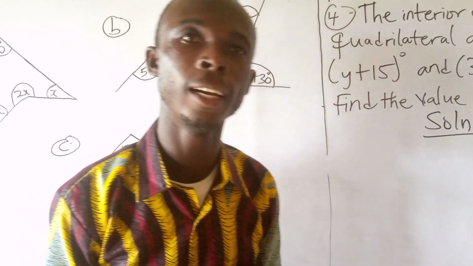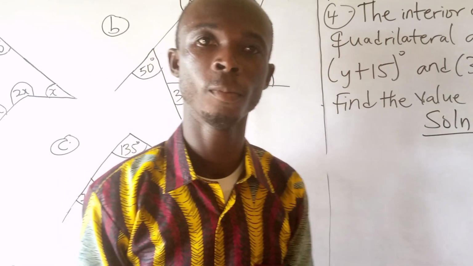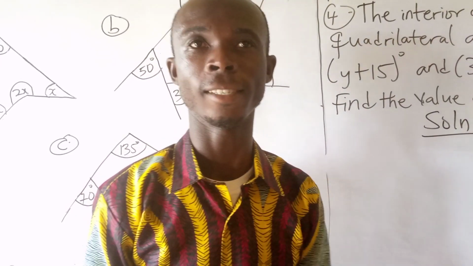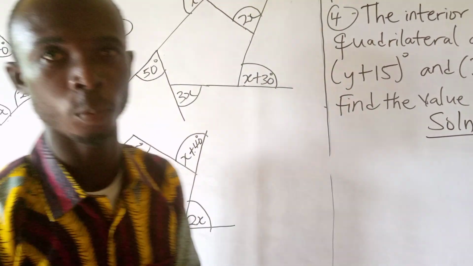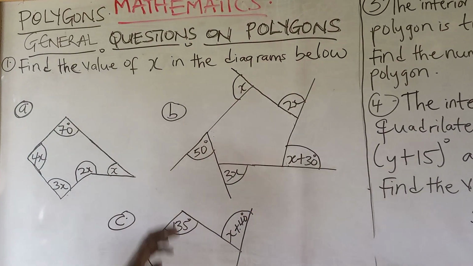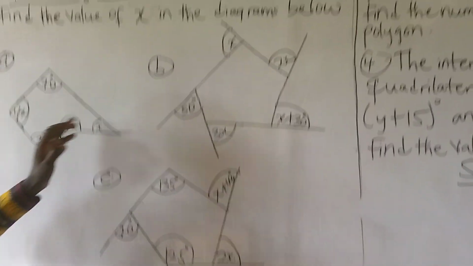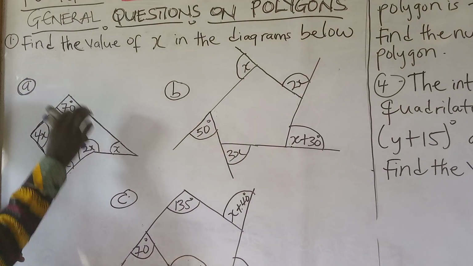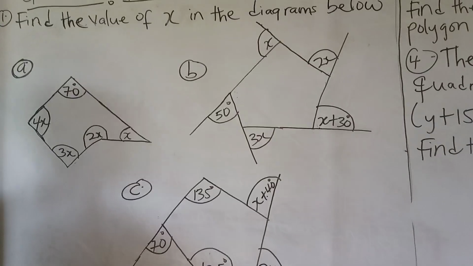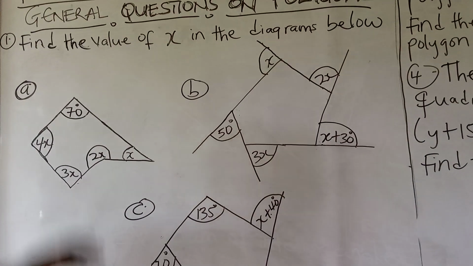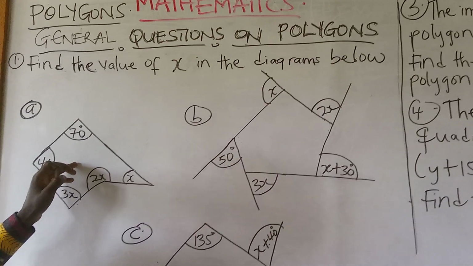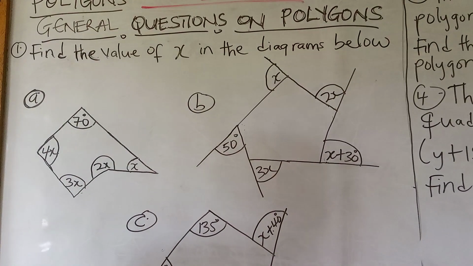I said under general questions on polygons, I will divide it into 2 sessions, and this is the last session under general questions on polygons. Now, question 1. I have given you 3 diagrams, and in diagram A, I gave you interior angles, and this is a pentagon because it has 5 sides. To solve a question like this, you always find your sum of interior angles as the first step.